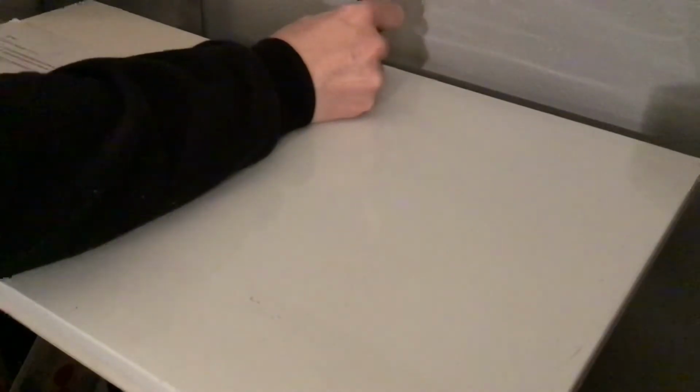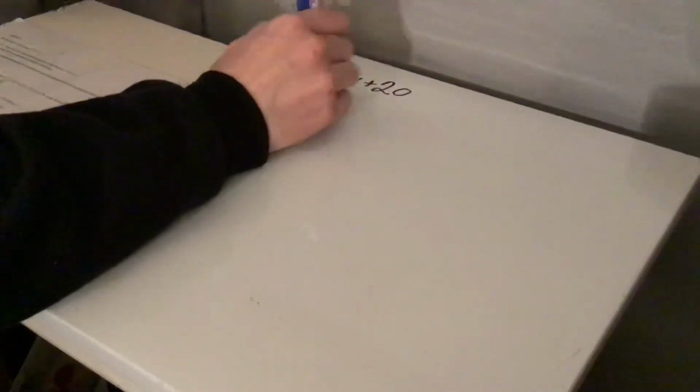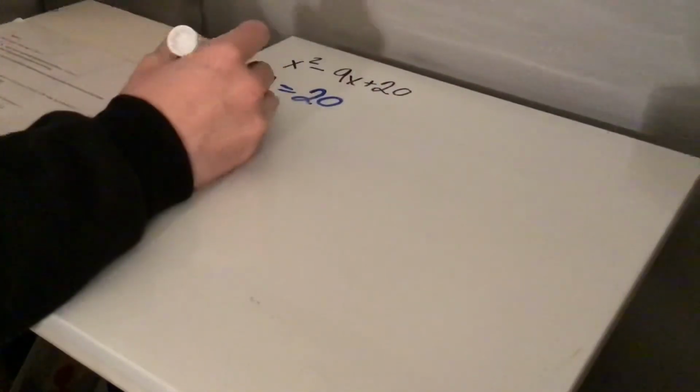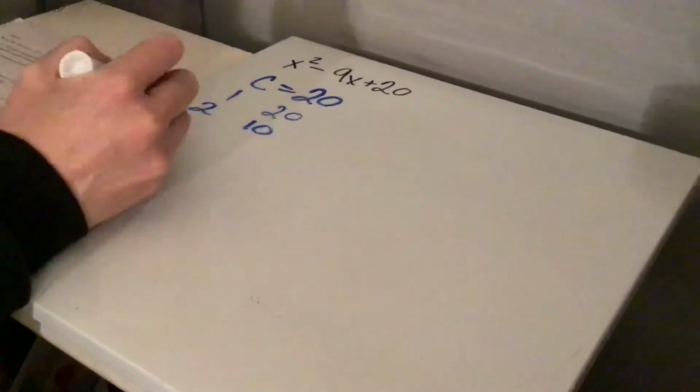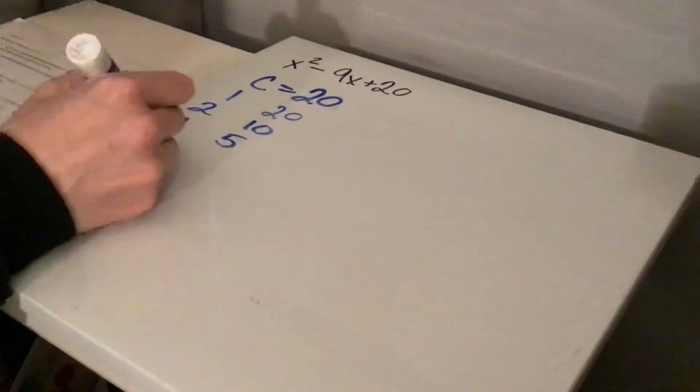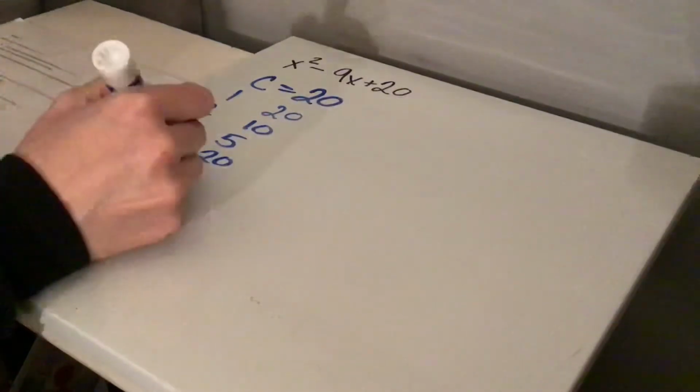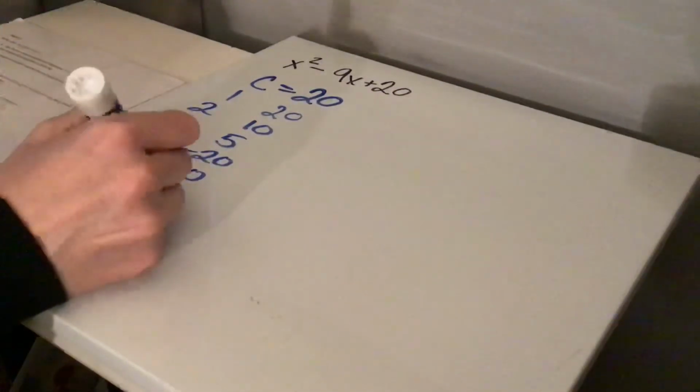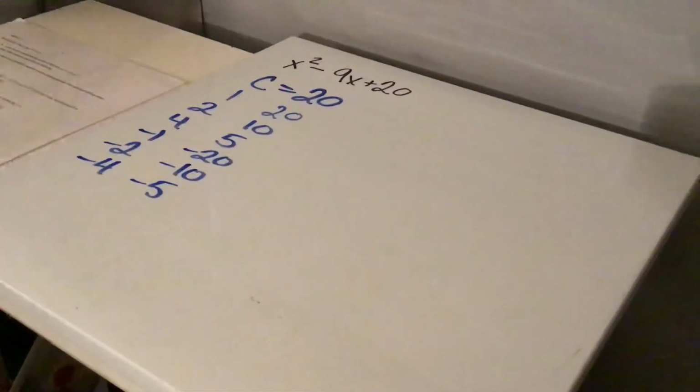So we have, let's say, x squared minus 9x plus 20. Okay? So start with factors of your constant. So just the number, it's 20. So what are factors of 20? 1 and 20, 2 and 10, 4 and 5, and then negative 1 times negative 20, negative 2 times negative 10, negative 4 times negative 5. Okay, those are all of our factors of 20.